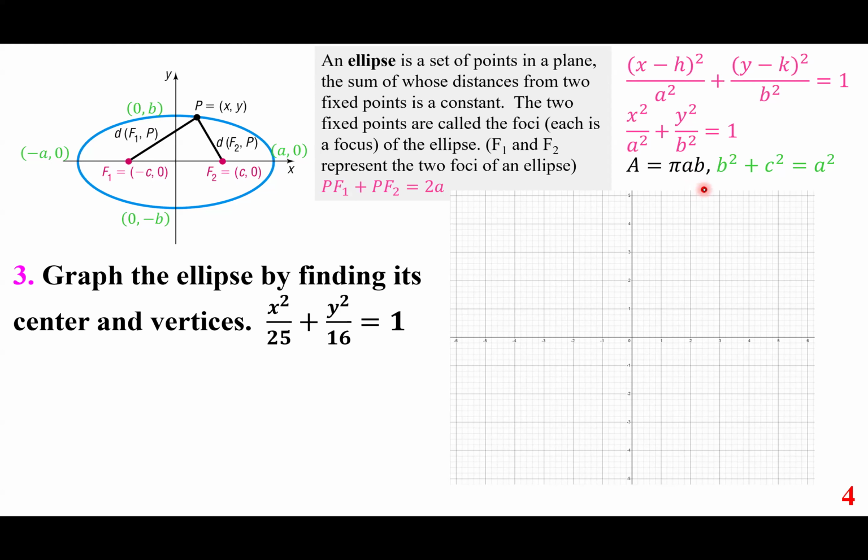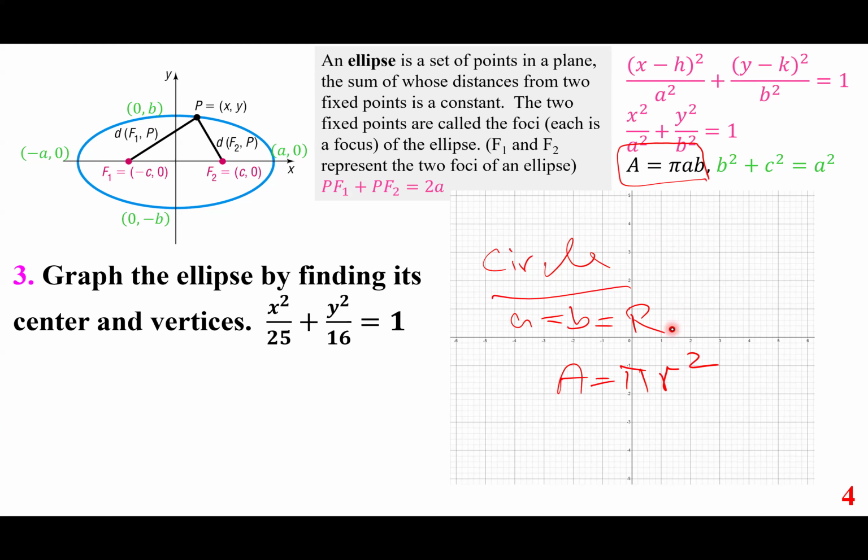Please understand that a circle is a special case of an ellipse where a is equal to b and we call it r. Okay, and so we know the area of a circle is pi r squared. That's why we get pi ab. It's really pi ab. In the case of a circle, a and b are identical. We call them the radius.